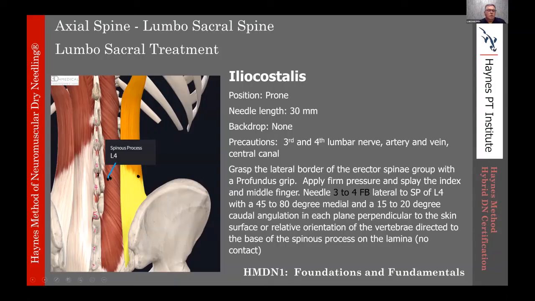So next we'll look at iliocostalis. Again, iliocostalis is going to have a little bit different of a grasp. Iliocostalis is the lateralmost of the erector spinae group, and when we needle that, it is important to identify that lateral border, and we'll demonstrate that with a profundus grip to identify it, and we'll needle in between those 2 fingers.